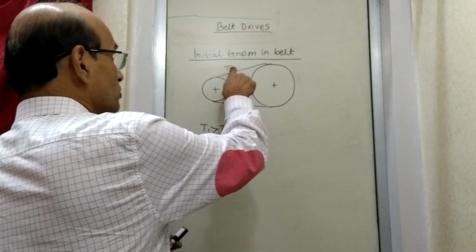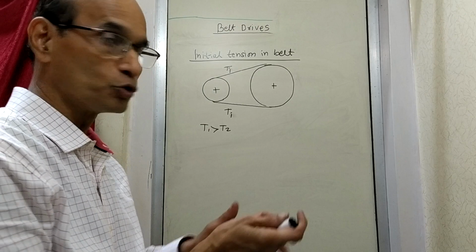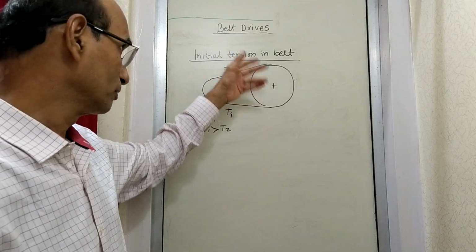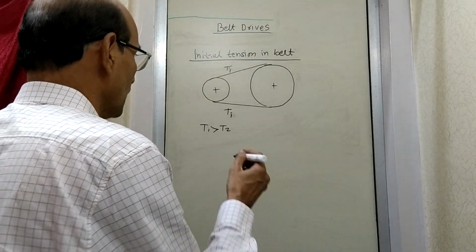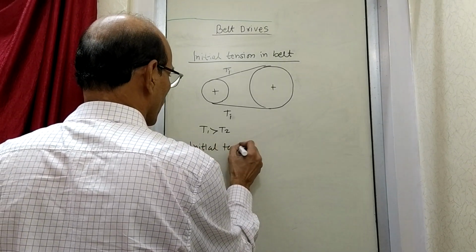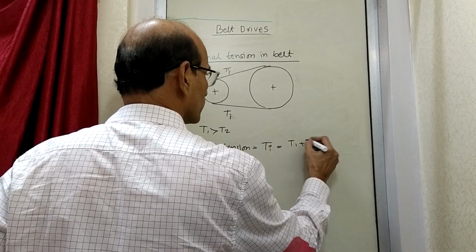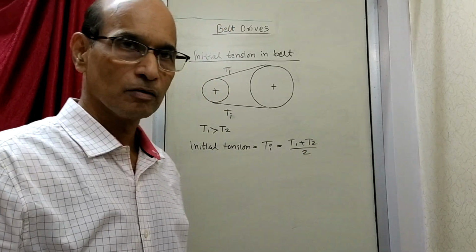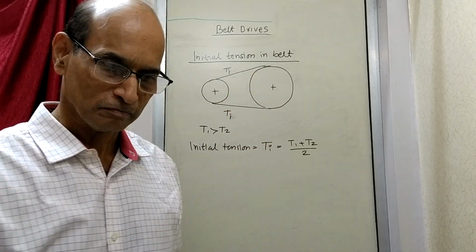So that is what is called the initial tension, which is present in the belt, and that is equal on both sides. Once you start, then the initial tension changes. One side becomes tight and one side becomes slack side. So it is written like this: initial tension Ti is given by average of the two tensions. Initial tension is average of the two tensions, which are going to come once you start.